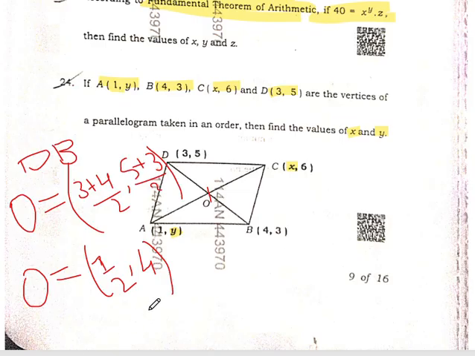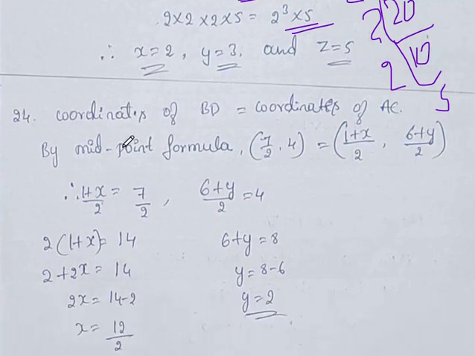So again, after finding these O coordinates, let us take O as the midpoint of AC. Here, coordinates of BD are equal to coordinates of AC. I already told you O is the midpoint of both the diagonals BD as well as AC, so the coordinates will be the same for BD and AC. So by using the midpoint formula, if you take O as the midpoint for AC, the O value we found there, 7 by 2 comma 4, is equal to the AC coordinates.